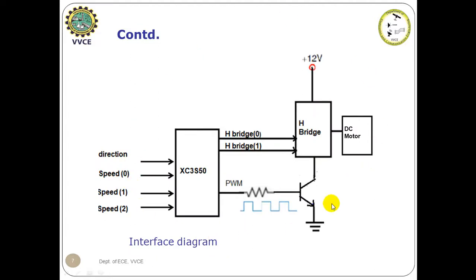This is the interface diagram for both changing the speed of the DC motor as well as changing the direction of rotation of the DC motor. The three switches can be used to vary the speed of the DC motor, and the two points, H bridge 0 and H bridge 1, change the direction of rotation of the DC motor.